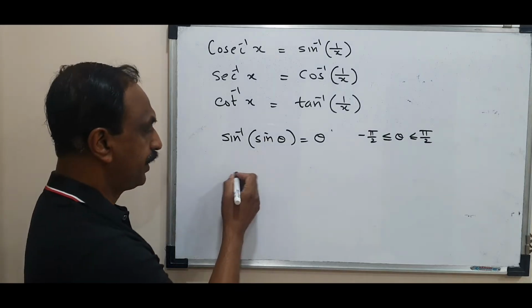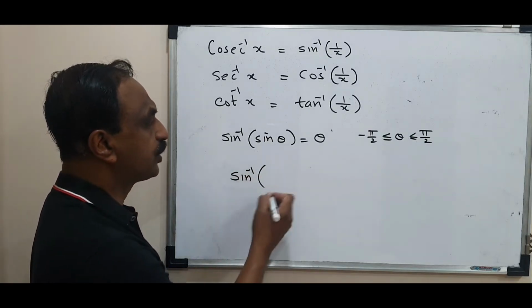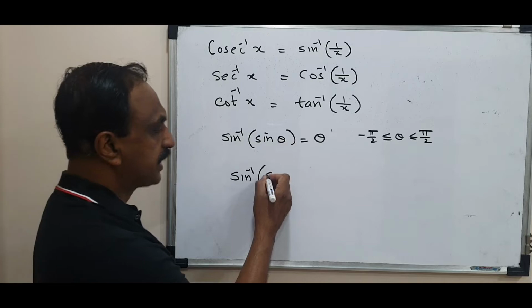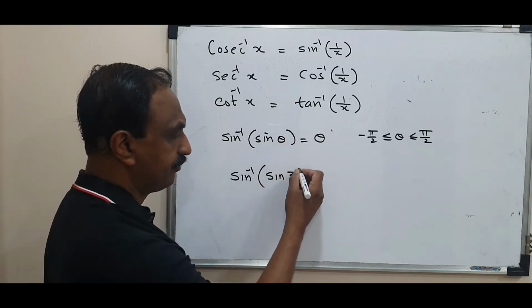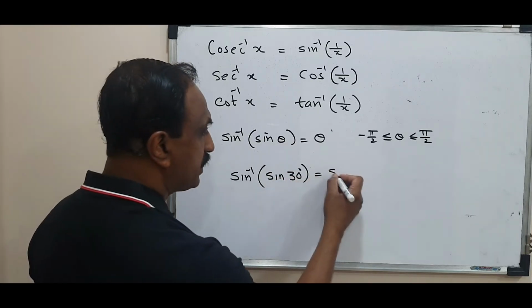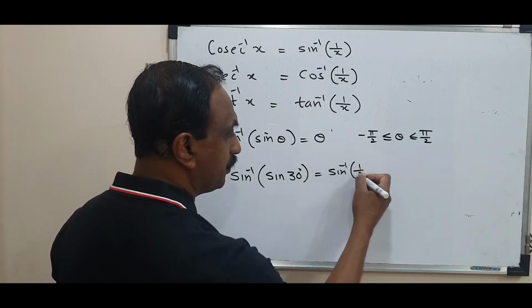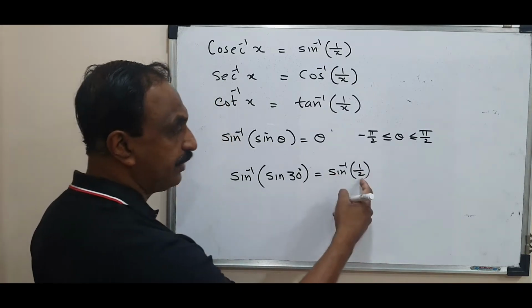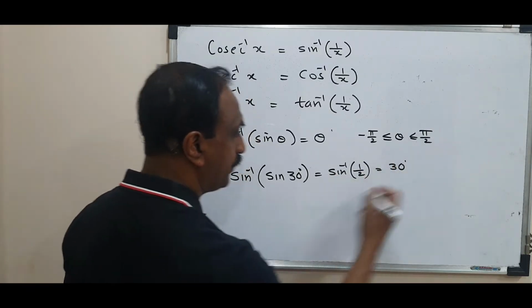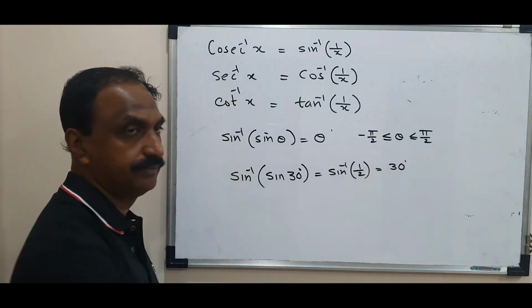Let's have a look at it. Let me say sine inverse of sine 30 degrees. That became sine inverse of 1 by 2. And you know sine inverse of 1 by 2 is 30. So the cancellation rule is applicable.